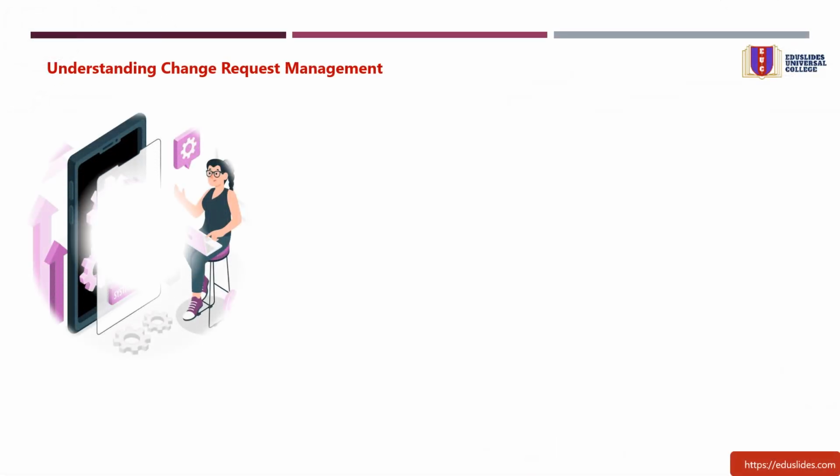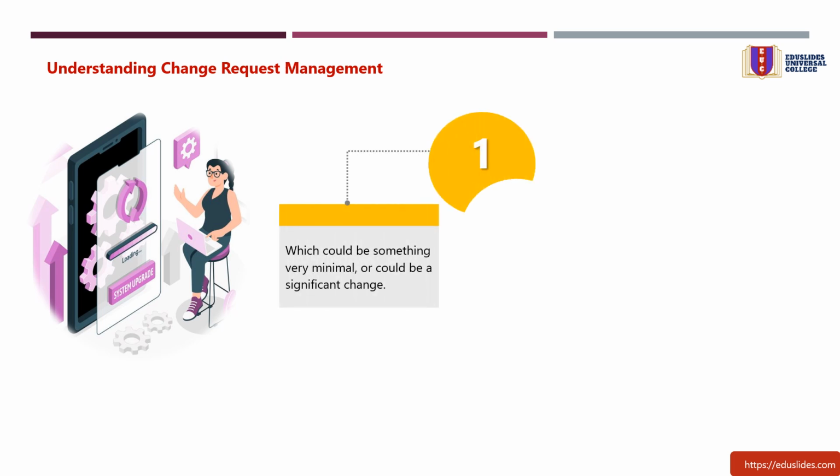I will explain what change request management is before we get started with this video. A change request is where someone within a business proposes a change to a project, usually a change to a product or system. Even the best planned projects might require changes, which could be something very minimal, or could be a significant change. You also have the added complexity that some change requests will be categorized as in scope and will be delivered as part of the project by the established team, while some will be out of scope.